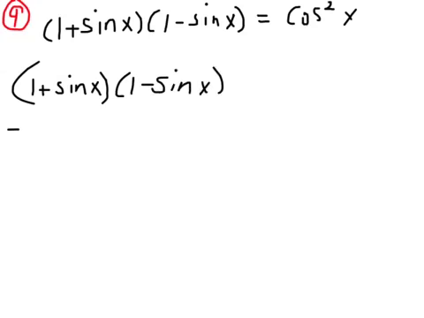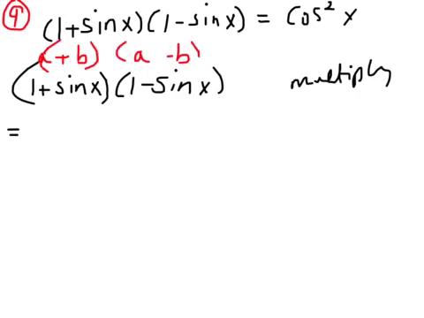If I multiply this out, my first step is just going to be, let's multiply this out. This is a plus b, and this is a minus b. It's the difference of two squares. And when you multiply those out in math, you get a squared minus b squared. So if a is 1, minus the b term, which is sine x, I get 1 minus sine squared x. That's my a squared minus b squared.